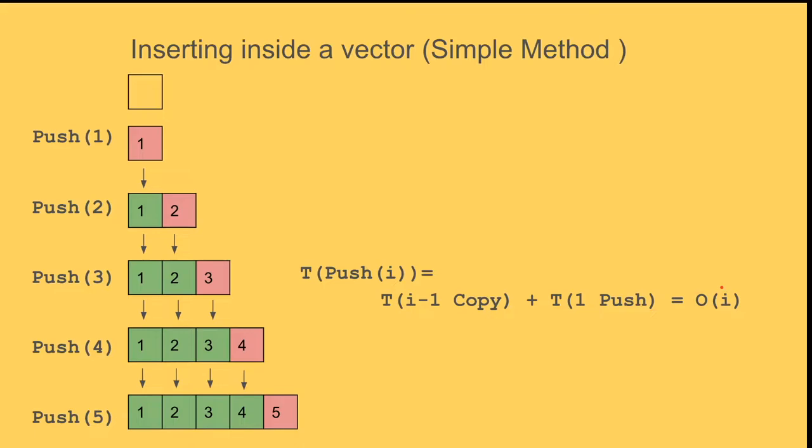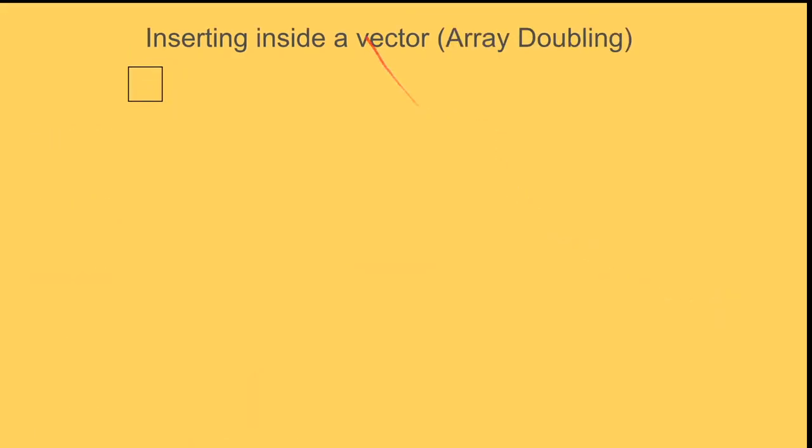So you see, we kind of took it for granted for a push to be O of 1, but if you use a simple method, it's really O of i, it's not O of 1. So let's see how we can use a more advanced method called array doubling.